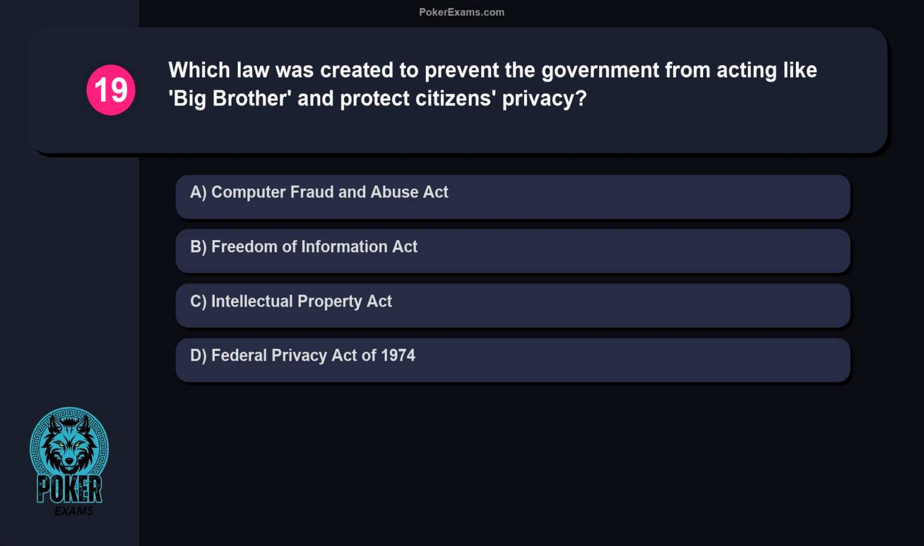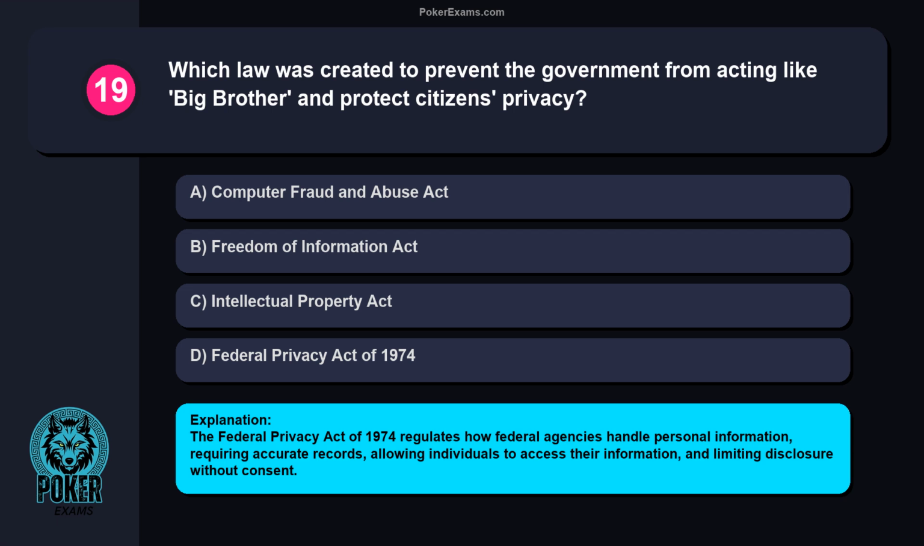Question 19. Which law was created to prevent the government from acting like Big Brother and protect citizens' privacy? Computer Fraud and Abuse Act, Freedom of Information Act, Intellectual Property Act, Federal Privacy Act of 1974. The Federal Privacy Act of 1974 regulates how federal agencies handle personal information, requiring accurate records, allowing individuals to access their information, and limiting disclosure without consent.